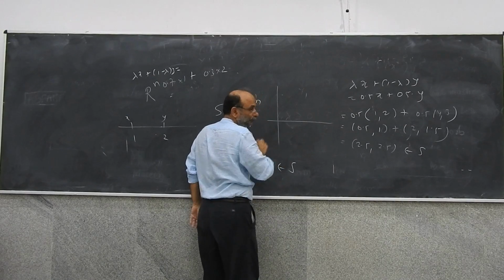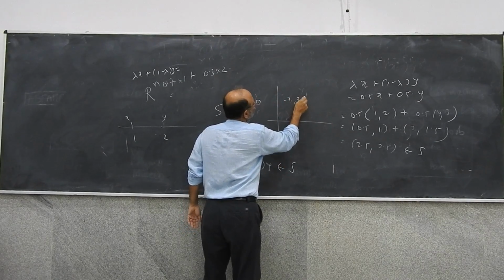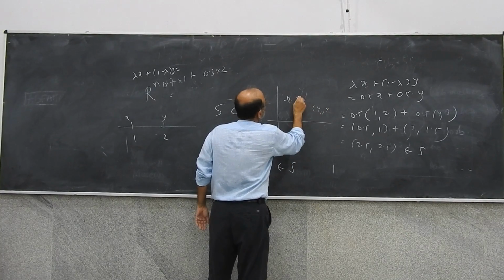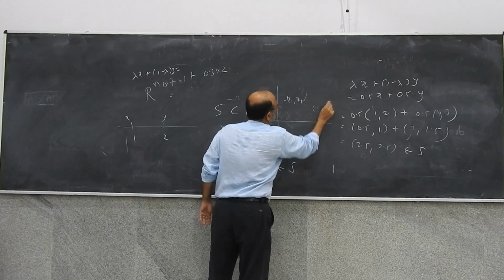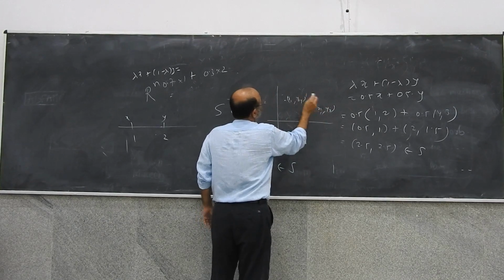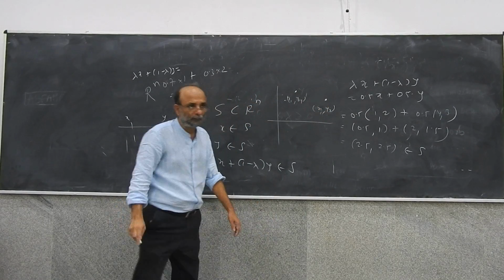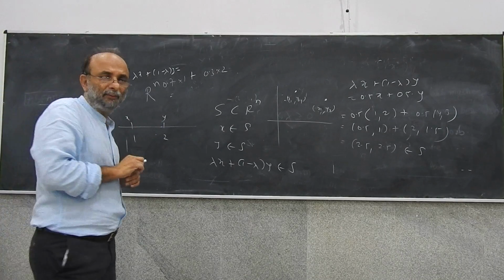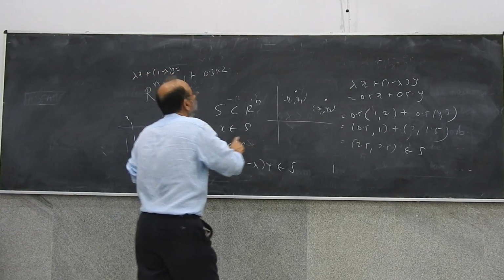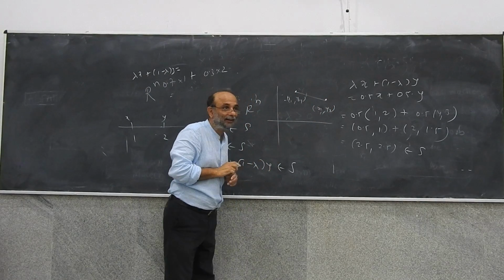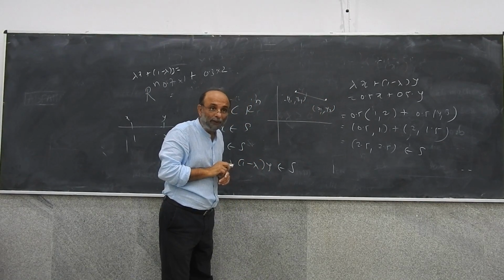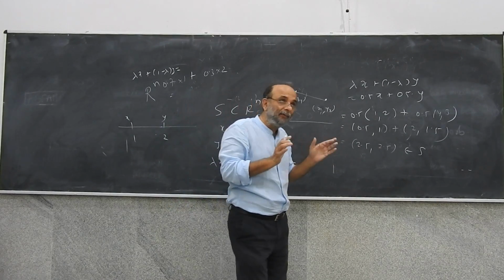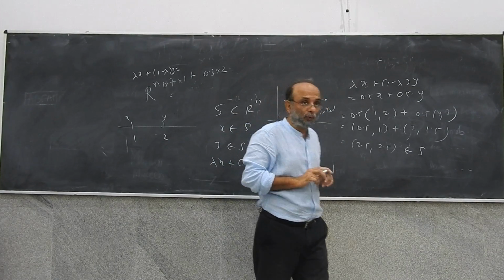Suppose this is R2. Say this is x1, x2, and say this is x1, y1. So this is this point, this is this point. What would the linear combination of x and y be? The line joining it, not the area. The line joining these will be the linear combination of lambda x plus 1 minus lambda y. So the linear combination of x and y will be the set of all points joining these two points.